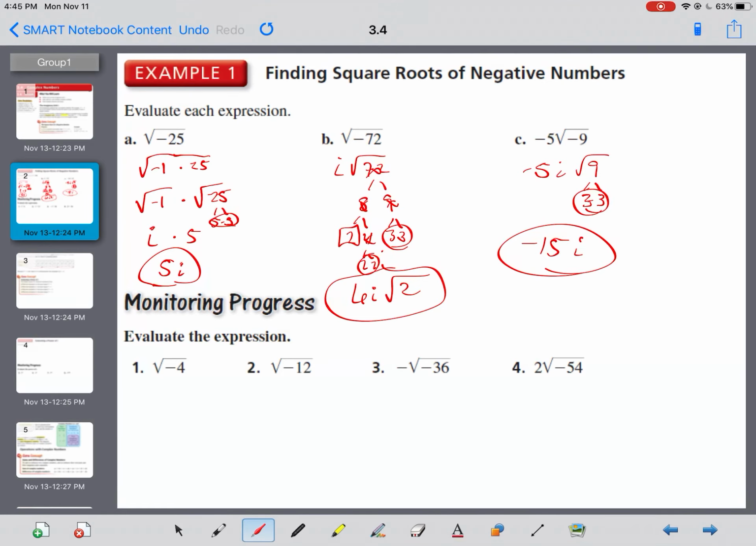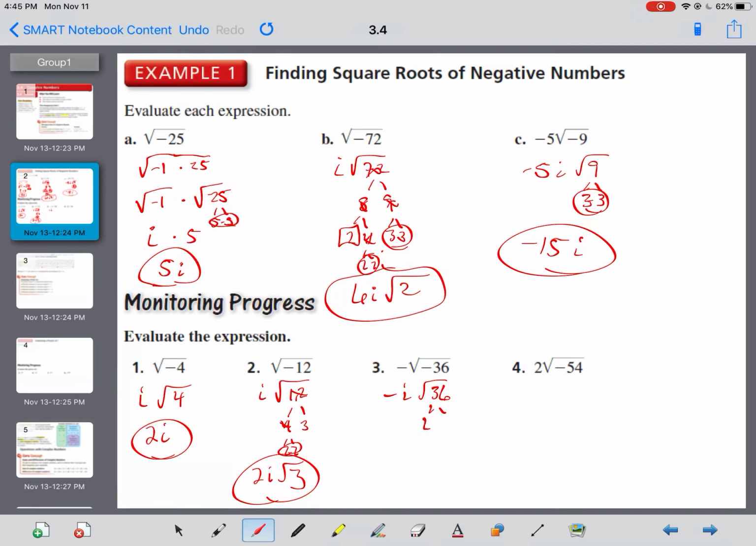All right, number 1. Bring out the i, square root of 4, that's 2. So we get 2i. Okay, let's see. And good. Square root of negative 12, well, that's i times the square root of 12. Break it into 4 times 3, 2 times 2. There's your pair. So 2i square root of 3. Just like that.